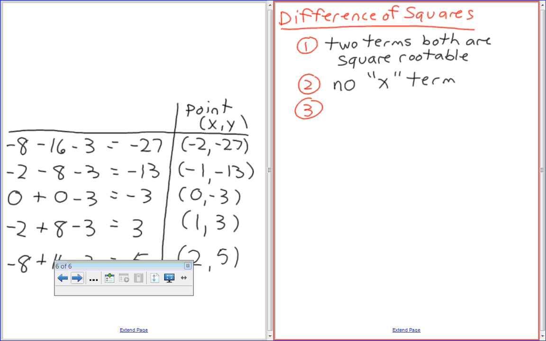Number 3 is the last term must be negative. Because if you remember from our foiling, one answer has to be a plus, one has to be a minus. So that's going to make, when you multiply them together, it's overall minus.